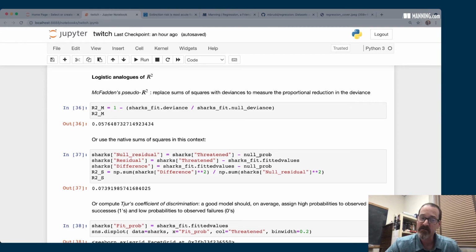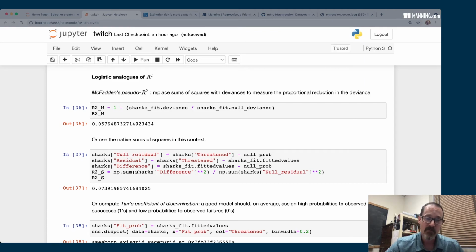Like I said earlier, the deviance is the analog of the sum of squares. And so in that formula for R squared, you have 1 minus SSR over TSS. You just replace the SSR and the TSS with the deviances that parallel them. And if you do that, you get this pseudo R squared. It's the proportional reduction of the deviance. In this case, it's 0.057, not quite 6%. So the deviance is reduced by about 6% by including the log of the weight in there, which is not very good.